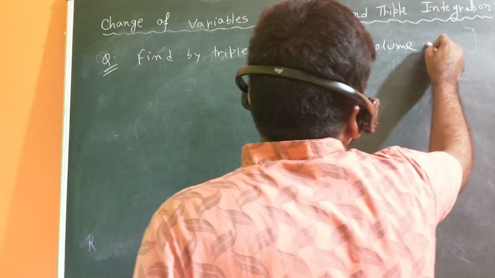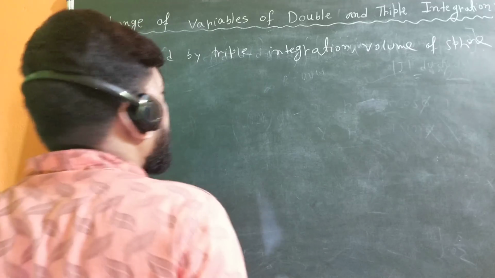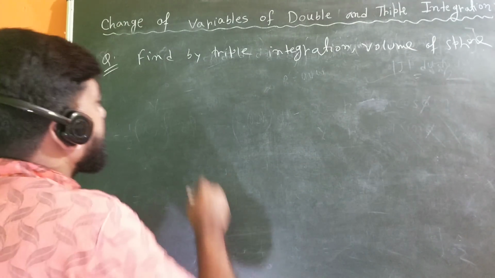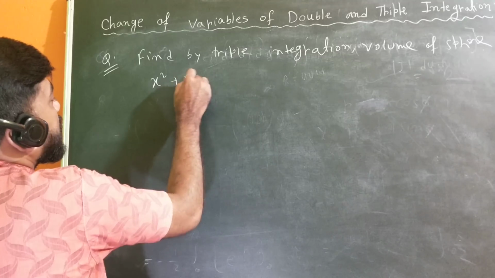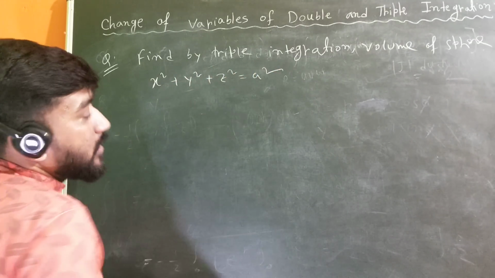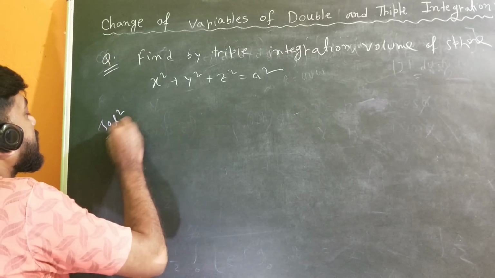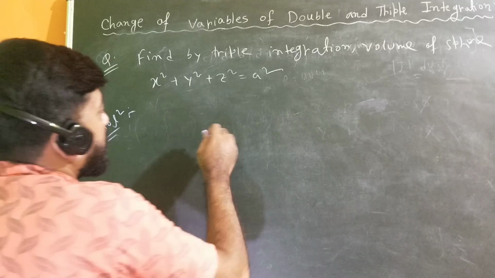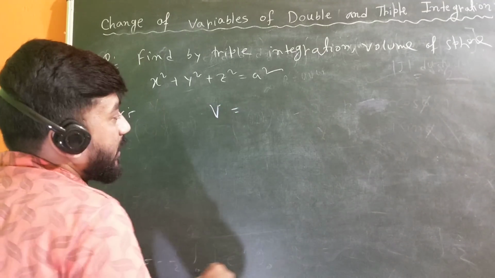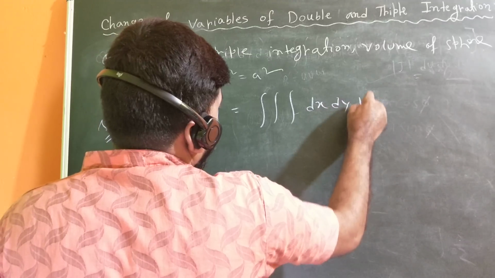You know the result, the volume of a sphere is 4/3 pi r cubed, but you have to find it by using triple integration, and the equation is obviously x square plus y square plus z square is equal to a square. Now what will be the volume? By using triple integration you can solve it, and the volume will be nothing but V, which is the triple integration of dx dy dz.